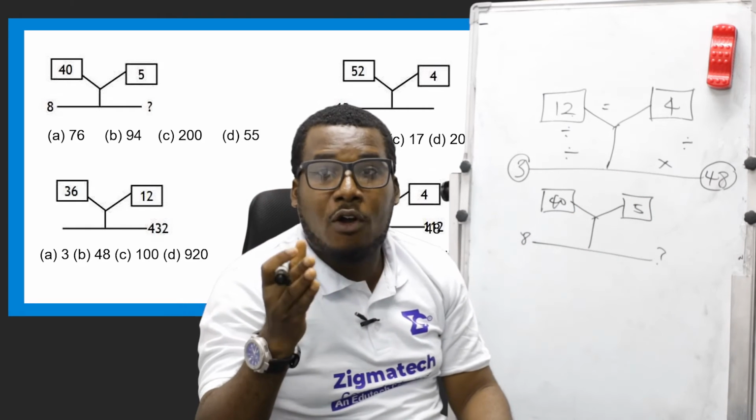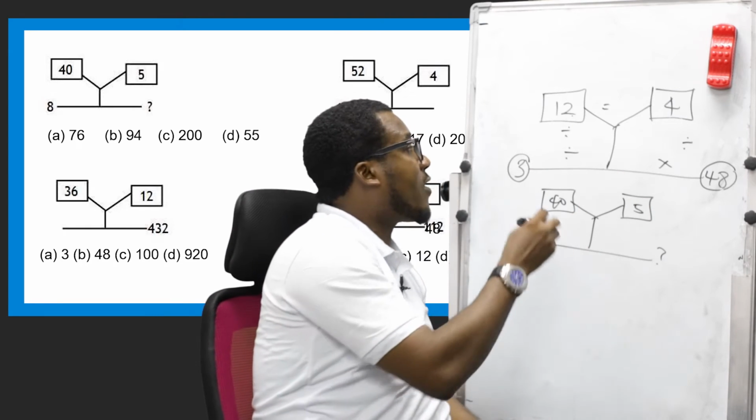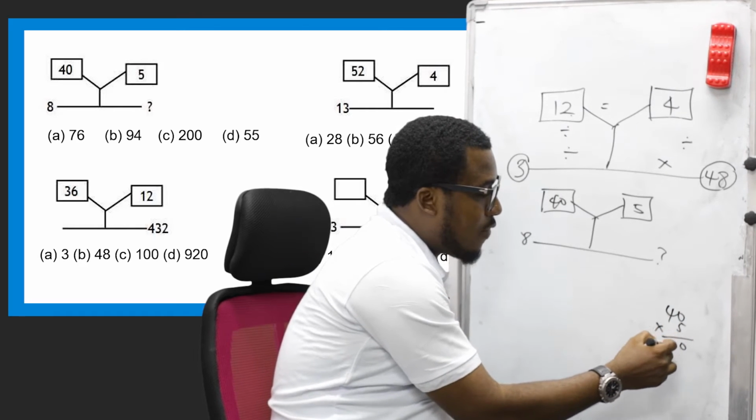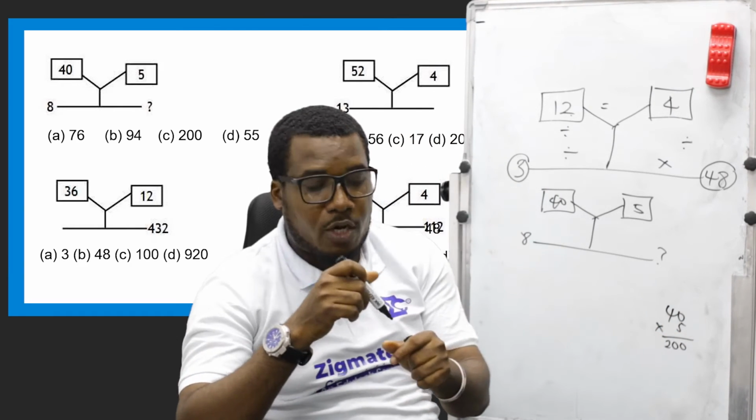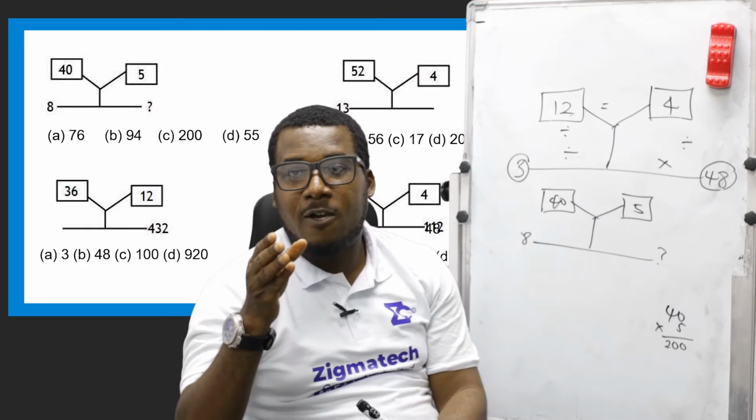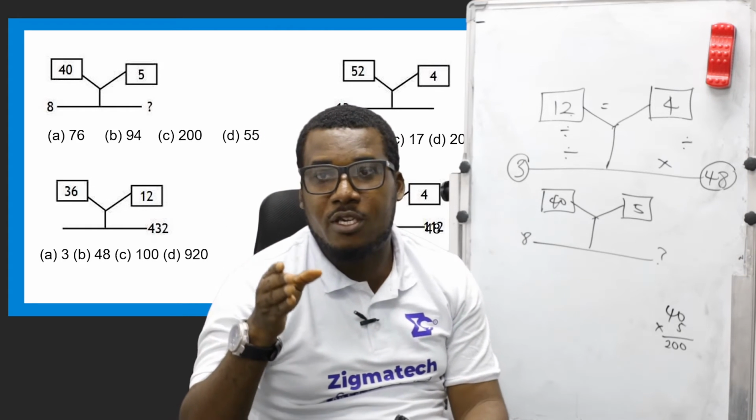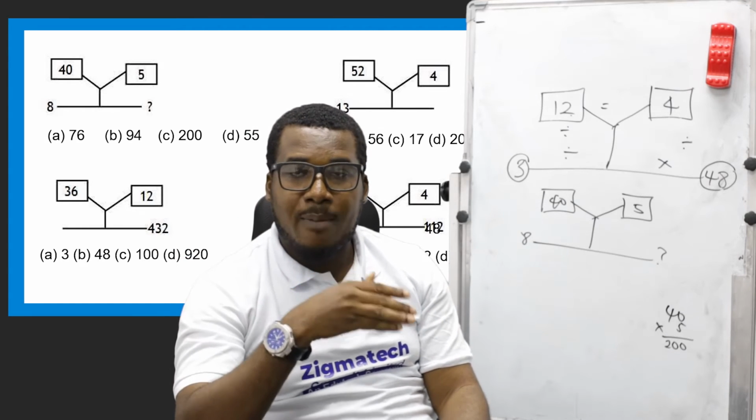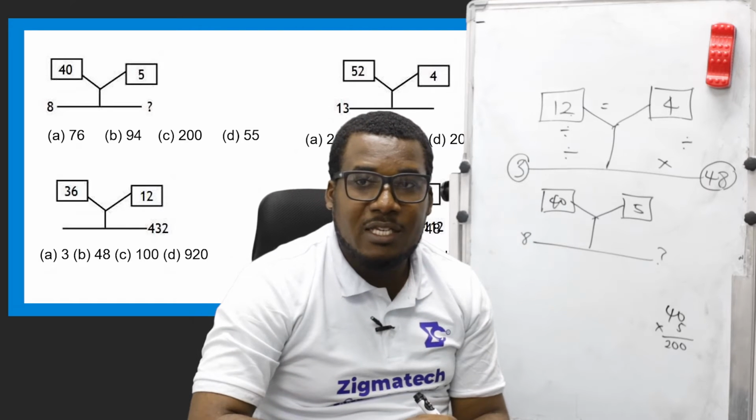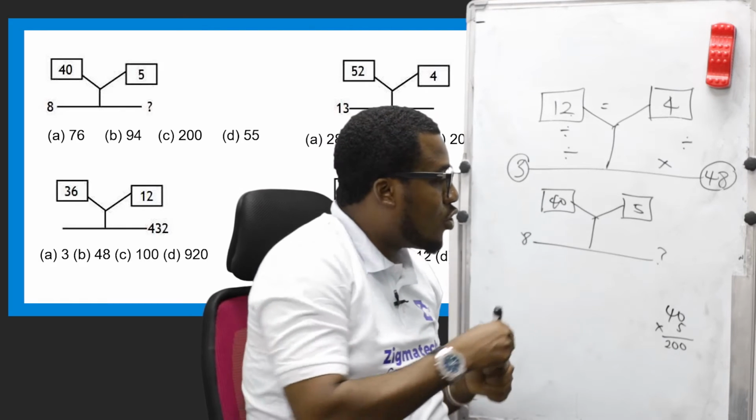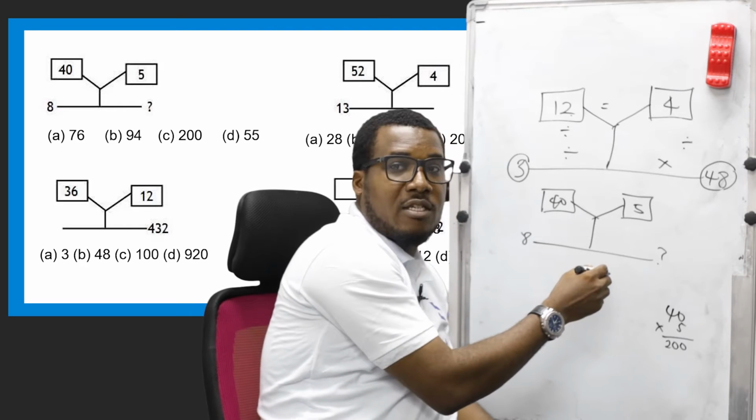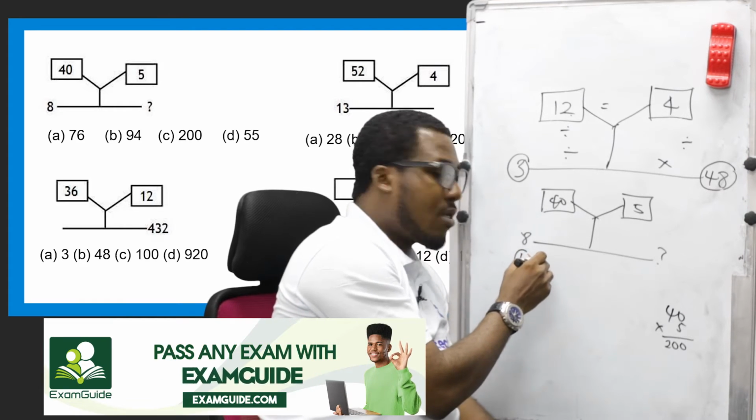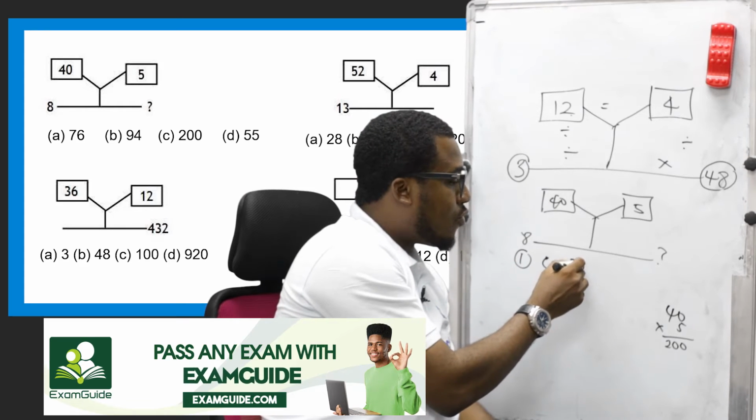In this case, 40 times 5. So let's see what 40 times 5 will give us. 40 times 5 will give us 200. And they give us the options: 76 for A, option B, 94, C, 200, and D, 55. By our logic just now and by our product, we know that the answer will be 200. So your answer for number 1 here is option C, 200.